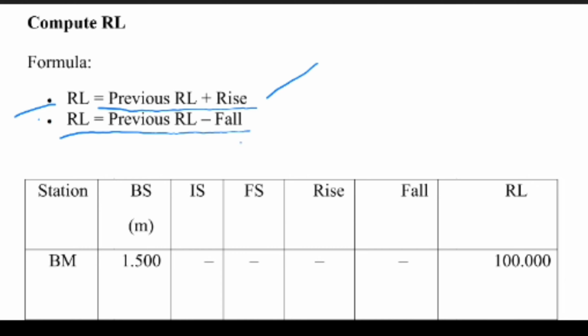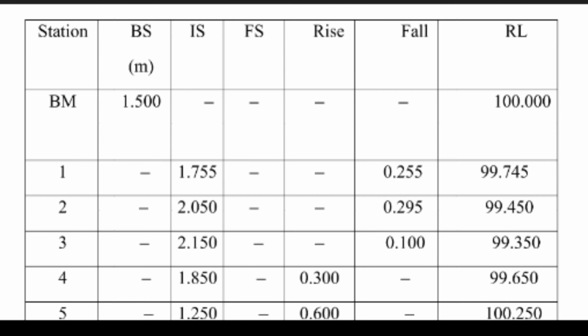First, you have to make a tabular column. So this is the tabular column. First you have to write station, backsight, intermediate sight, foresight, rise, fall, and RL. And the benchmark, nothing but 1.5 backsight, as given already in the problem, you write it in the backsight reading. And RL also they have given, you have to write it in RL.